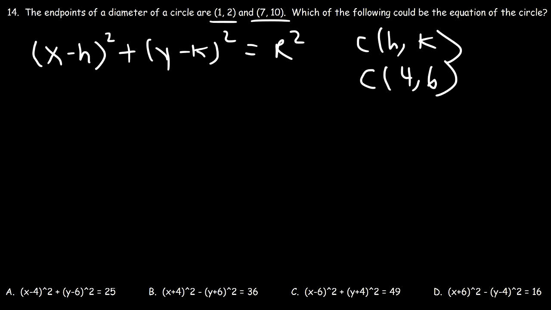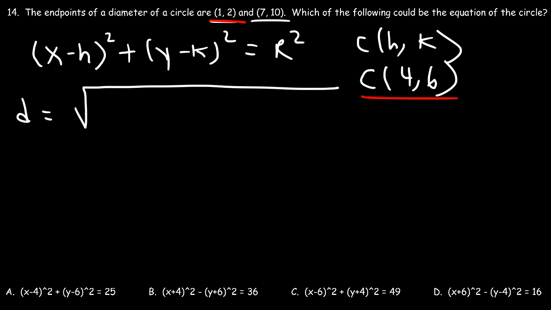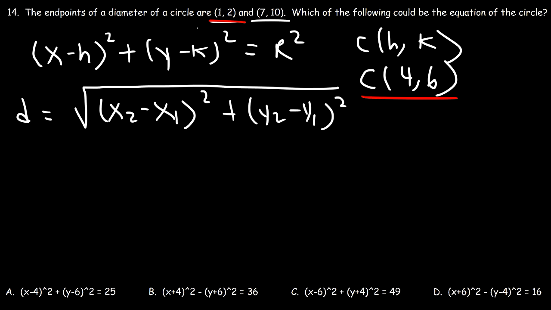Now let's calculate the radius. So we need to use the distance formula between the center of the circle and also any endpoint. I'm going to use this one, 1, 2. So here's the distance formula. It's the square root of x2 minus x1 squared plus y2 minus y1 squared. So I'm going to call this x1 and y1, that's 1, 2. And 4 and 6, this is going to be x2 and y2.